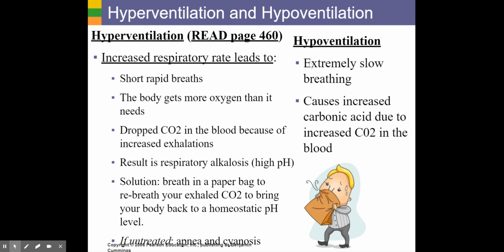Hypoventilation is then the opposite, obviously. So we have really slow breathing, and because of the slow breathing, we have an increase in carbonic acid, which is essentially an increase in CO2 in the blood. The only real way to fix hypoventilation is to essentially give people 100% pure oxygen via a nasal cannula, and then allow them to breathe on that air, which should result in bringing the pH back up and evening things back out.